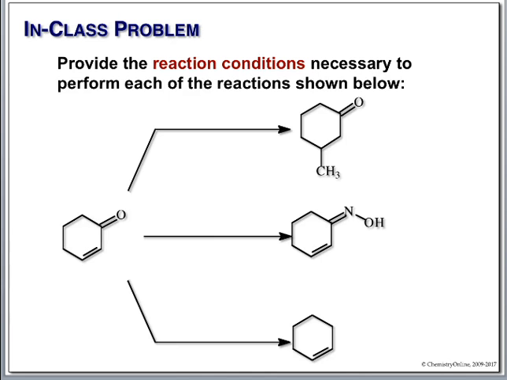Let's just look at a few. What I'd like you to do here is to look at cyclohexanone and give me an idea of what reagents you might use to make these compounds. So this is kind of like a simplified synthesis. You're starting here, you're going here. What reagent would you use?